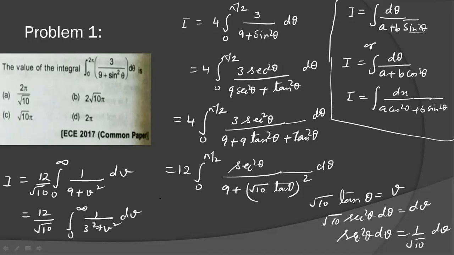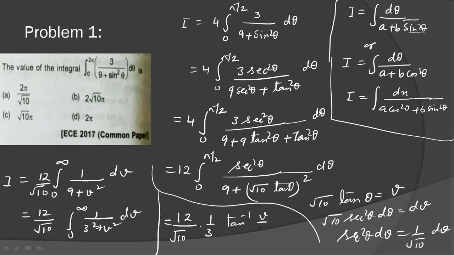And we have already discussed this integration: 1 over a square plus x square dx is 1 upon a tan inverse x upon a. You can see my lecture 21a. So it will be 1 upon 3 tan inverse v by 3, and the limit is 0 to infinity.